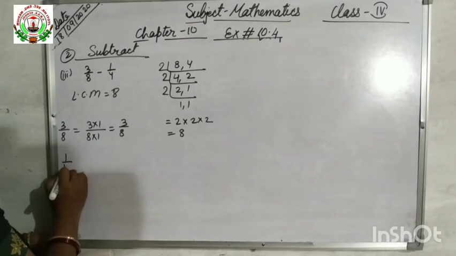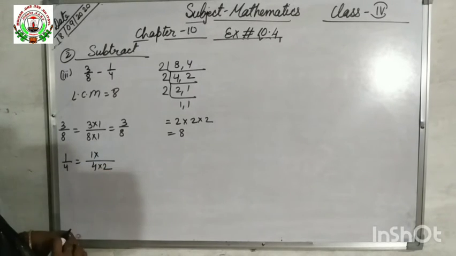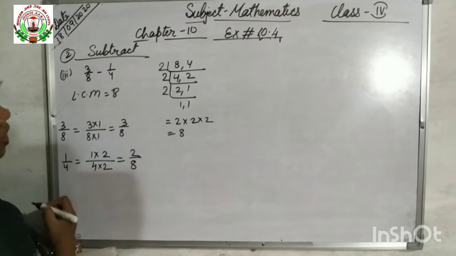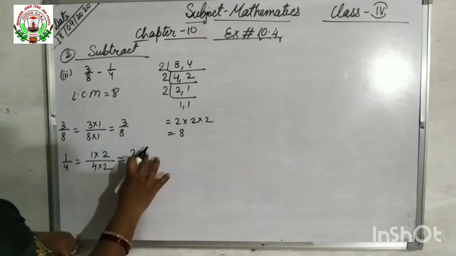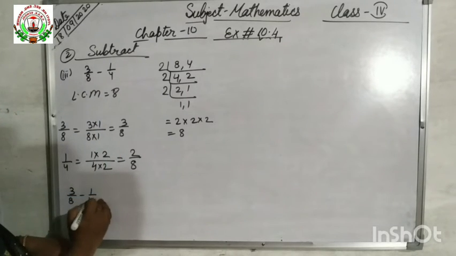Next fraction is 1 by 4. So you will multiply it by 2 because 4 2 ja 8. So 2 1 ja 2, 4 2 ja 8. Now both the denominator is same. What is the main question? 3 by 8 minus 1 by 4.